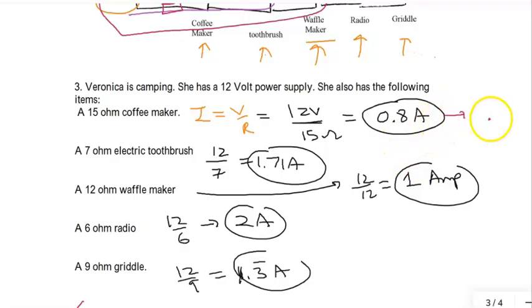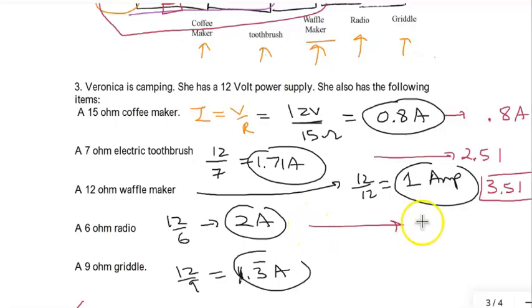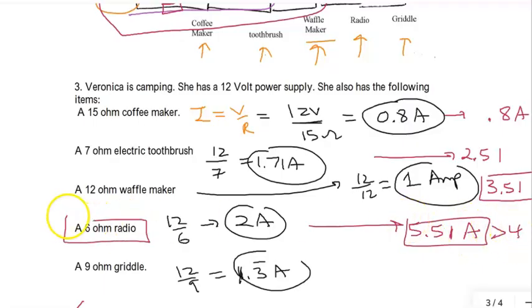Okay, so she plugs in the coffee maker and she has 0.8 amps. That's less than 4. Then we're going to add the next appliance. She's up to 2.51. Then we're going to add the next appliance. Oh, we're getting close. 3.51. Then we're going to add 2. And we're at 5.51 amps. That is greater than 4, so the radio is going to break the fuse.